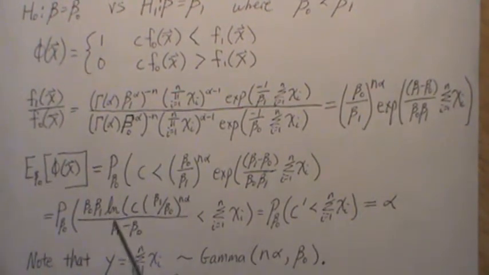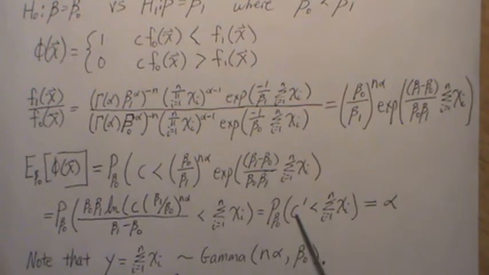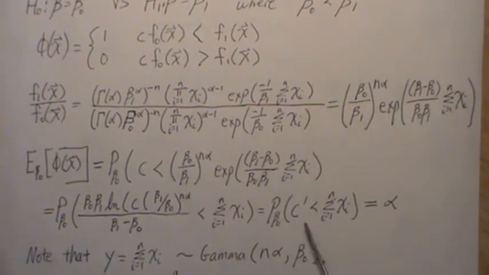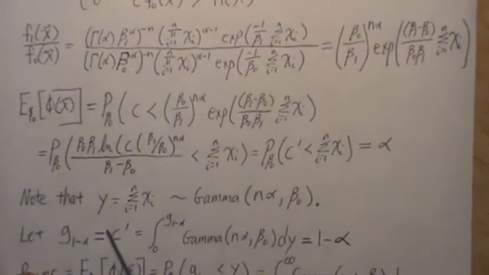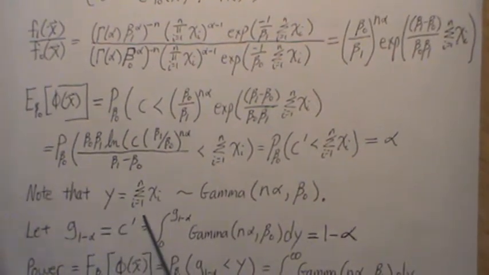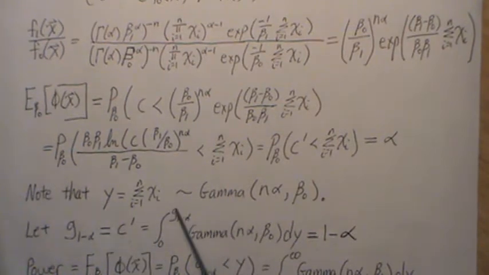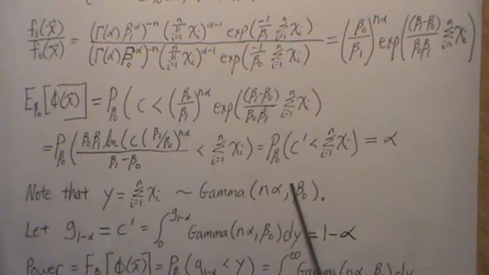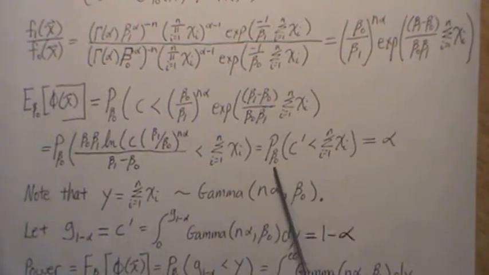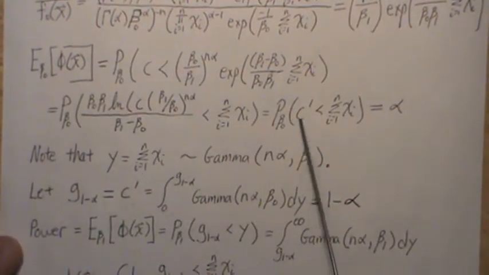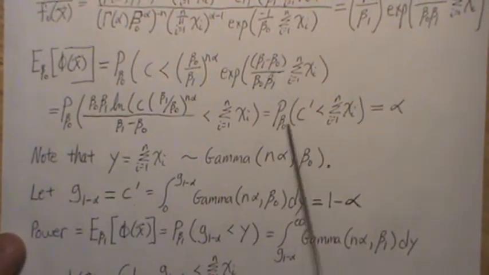So we're going to call this constant C prime. You know, not the original c, but some other constant not equal to that one. So the probability that the sum of the xi's is greater than C prime, we want it to equal alpha. So note that the sum of the x's is also gamma distributed, with parameters n alpha and beta 0. Beta 0 because we're assuming the null hypothesis is true. So now we want to find this constant C prime that makes this alpha.